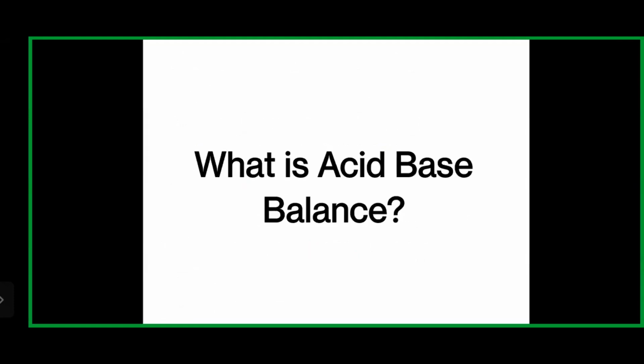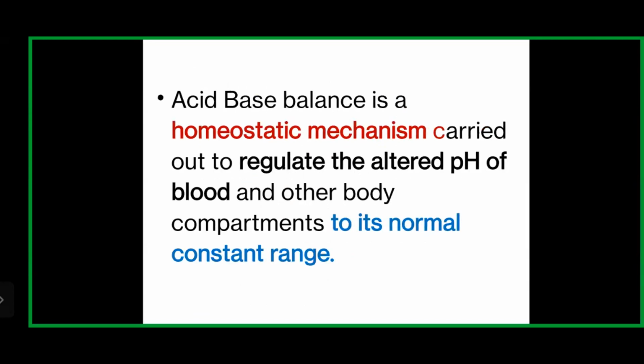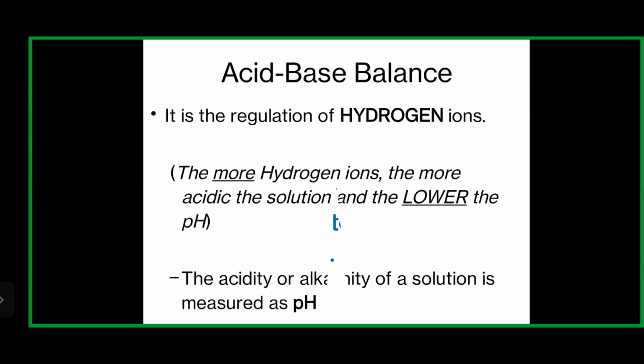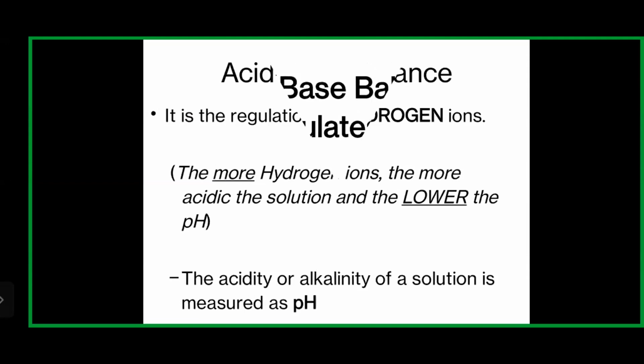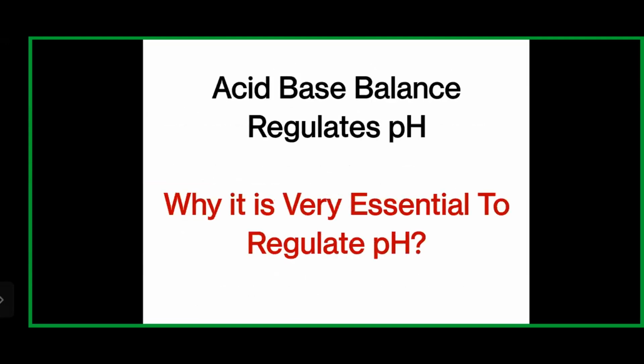Now, what is acid-base balance? Acid-base balance is a homeostatic mechanism carried out to regulate the altered pH of the blood and other body compartment to its normal constant range. It is the regulation of the hydrogen ions. The more the hydrogen ions, the more the acidic solution and lower the pH. The acidity or the alkalinity of the solution is measured as pH. Acid-base balance regulates the pH.